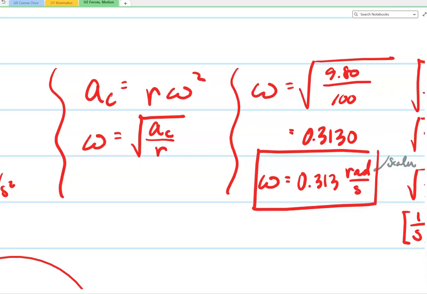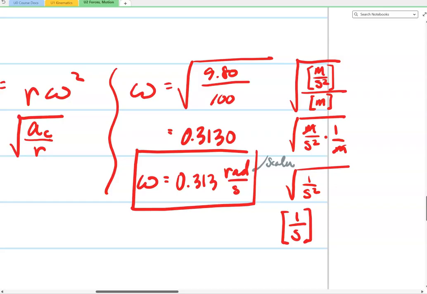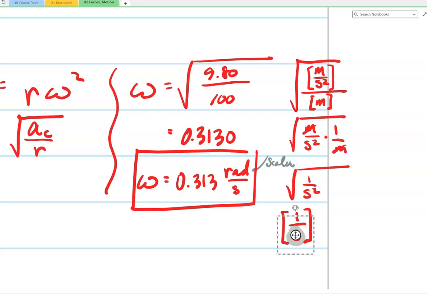So you can actually rotate in either direction. That's basically all that that's telling us. I'm just going to keep the principal root for this problem. And after we substitute in our values, we end up with 0.313 radians per second.